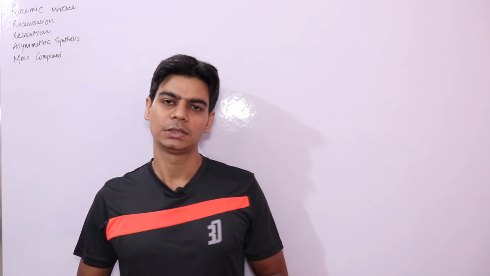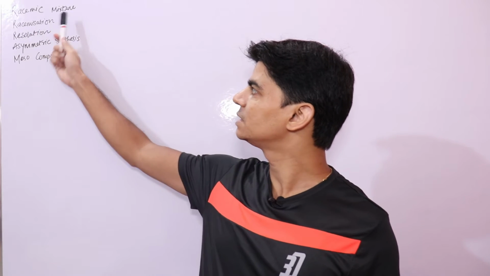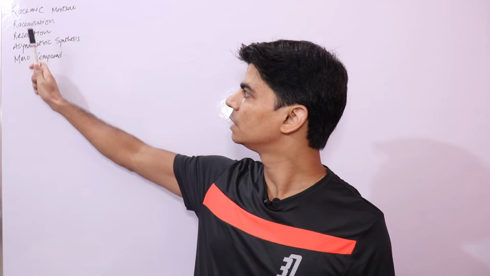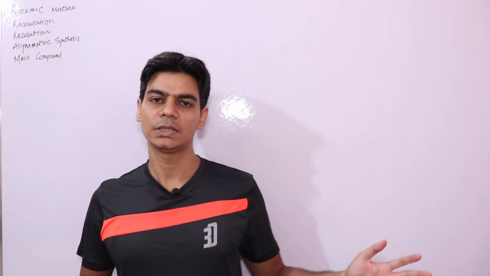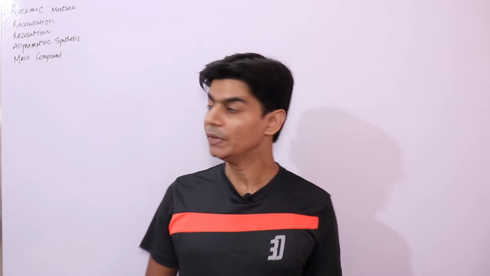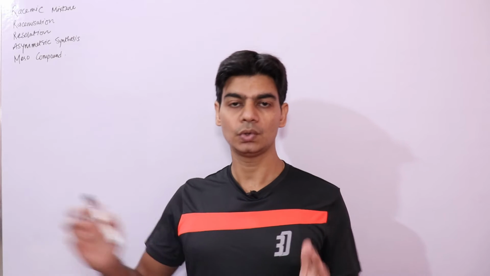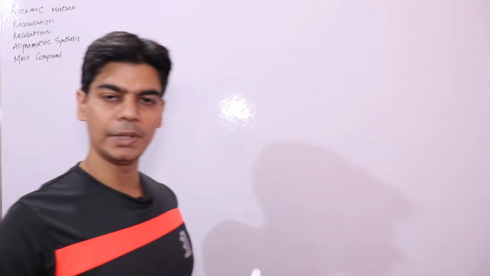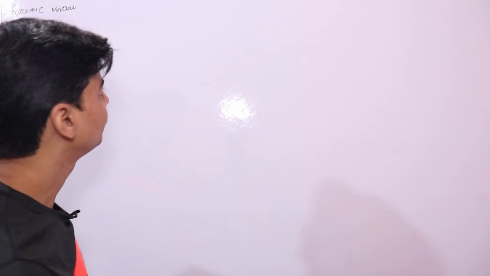Now in this video lecture we will go through these terms: racemic mixture, racemization, resolution, asymmetric synthesis and meso compound, right? In the previous video lecture we have done in detail what is optical activity and what is optical isomerism, right? Before understanding these terms, make sure you understand what is optical isomerism and what are optical isomers and enantiomers and their behavior towards plane polarized light.